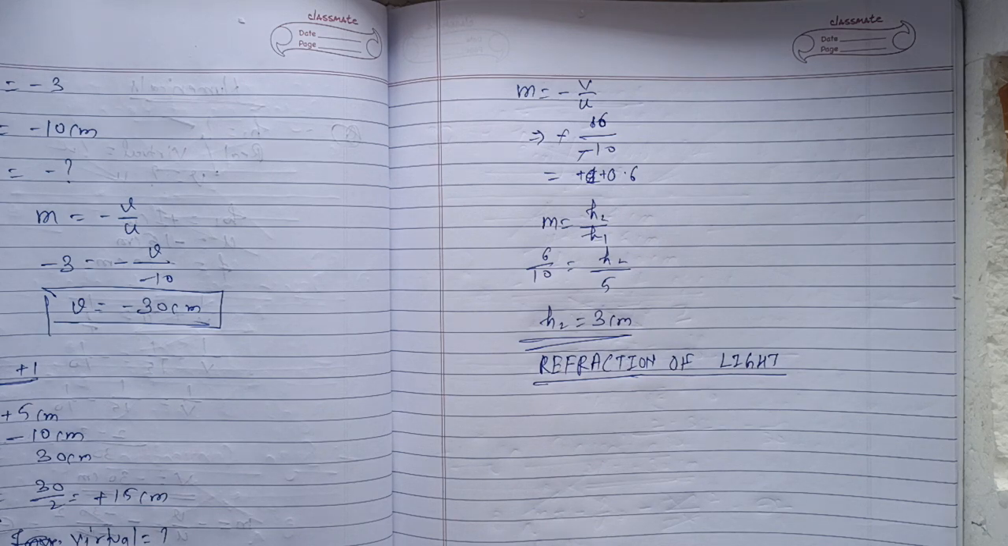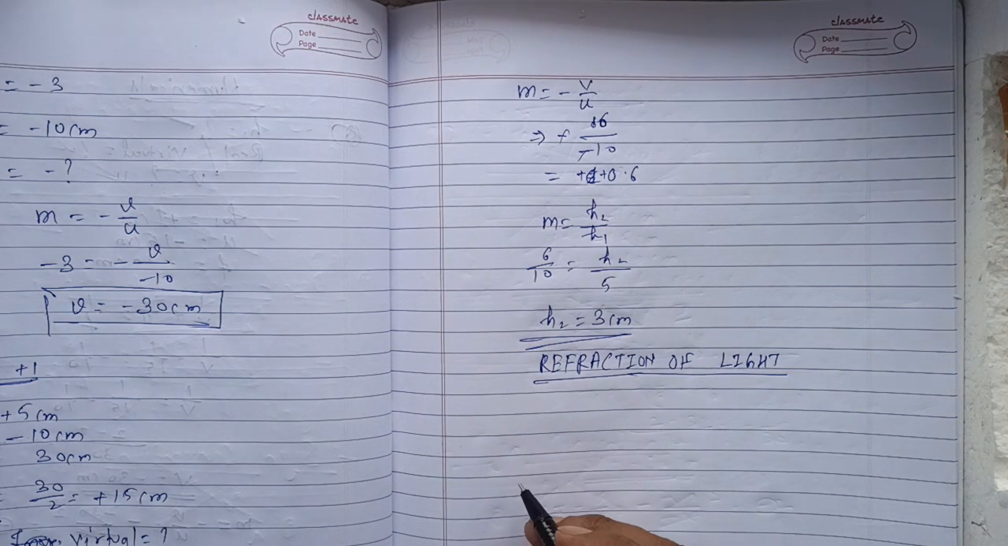So what is refraction of light? The change in direction of light when it passes from one medium to another medium obliquely is called refraction of light, or the bending of light when it goes from one medium to another medium is called refraction of light. Suppose we have two mediums here.